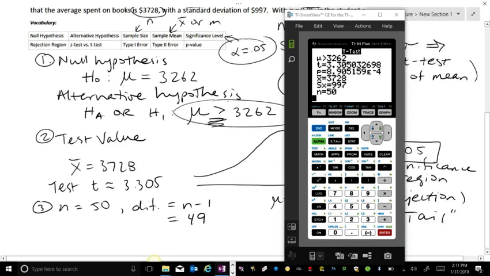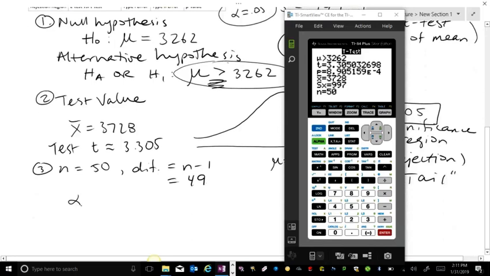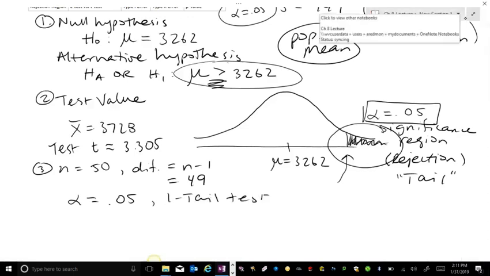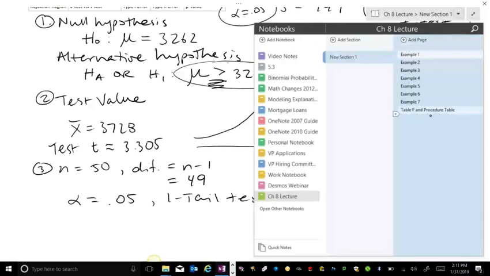So for 49 degrees of freedom, alpha was 0.05, and if I move my calculator out of the way, I've got just one tail test here. So this is a one tail test. I'm going to move over to my table. There it is.